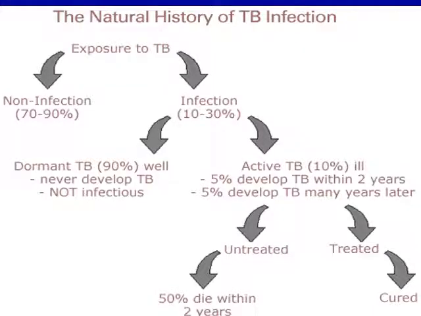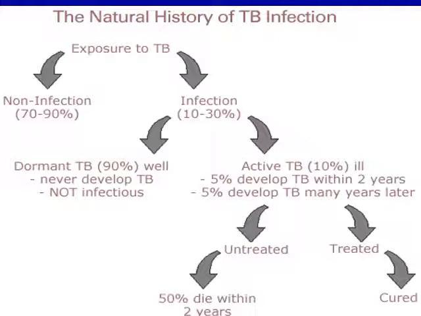A few points about the natural history of TB infection. When patients are exposed to TB bacilli, these bacilli are inhaled, going from the mouth to the larynx and to the respiratory tract. 70 to 90% of patients are not infected. Why? Because these patients have immunity. So only 10 to 30% are infected.